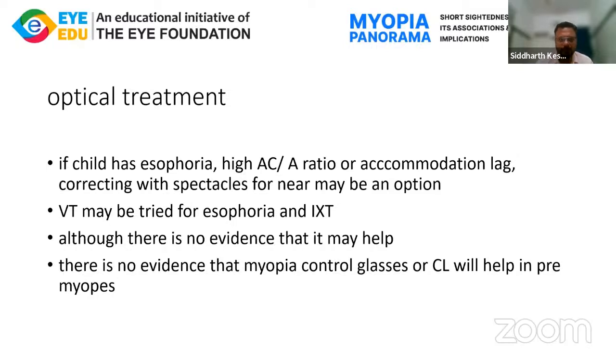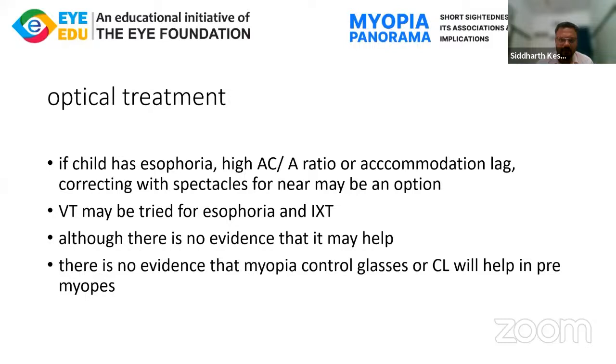So right now, if the child has any binocular vision problem like esophoria, high AC/A ratio, or accommodation lag, then near vision correcting glasses for near activities may help. Vision therapy can be tried for esophoria or intermittent exotropia. Although these interventions are not proven to prevent the onset of myopia, because these are risk factors, controlling them might postpone the onset of myopia.